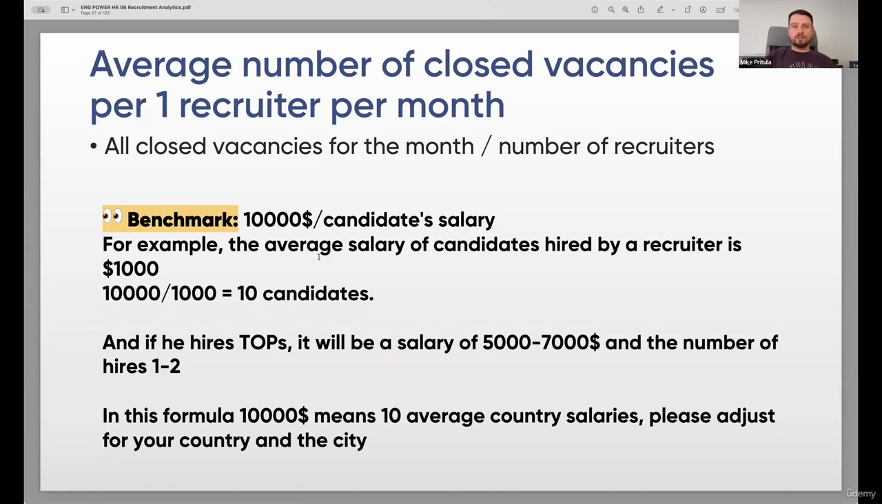We ignore the industry. So, for example, if in Kiev the average monthly salary is close to 1,000, I multiply by 10, I have 10,000. If Berlin, the average monthly salary is maybe 3,000 euros, so you use 30,000 euros here. And you do the same for other locations, right? And then you divide by the average candidate's monthly salary.